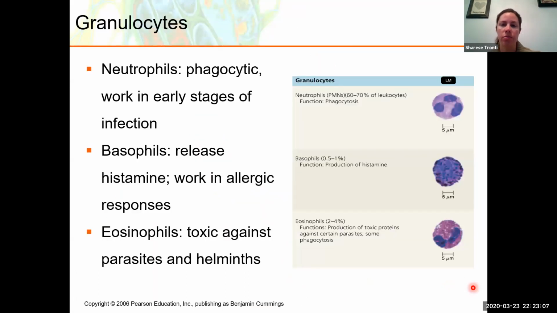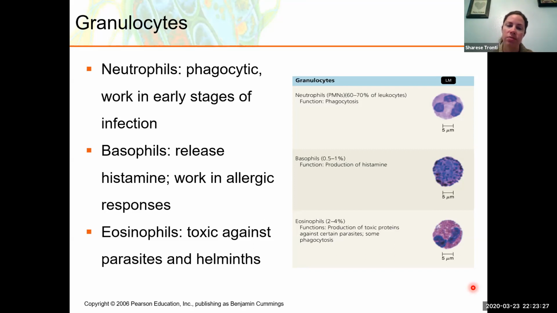So we'll start by going through the granulocytes. And first of the granulocytes is the neutrophil. The neutrophil is phagocytic. It's also one of the most common types of immune cells. And it is one of the first ones. It's part of the early stages of infection.